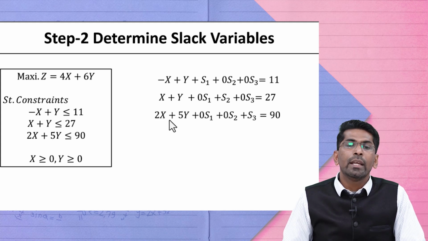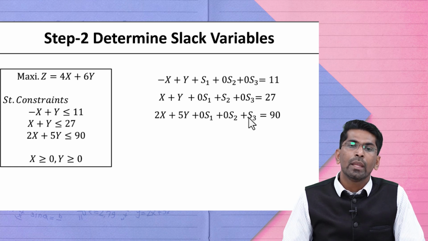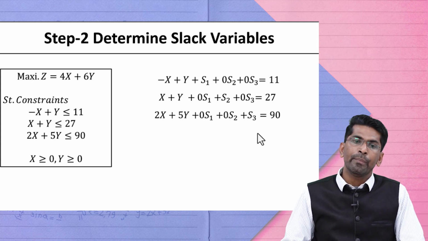Similarly, the third constraint is 2x plus 5y plus 0 S1 plus 0 S2, and here we add S3 with coefficient 1. The less than or equal sign is converted into the equality sign, equal to 90.